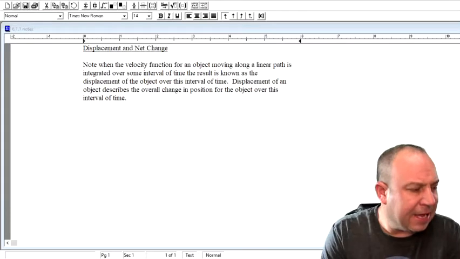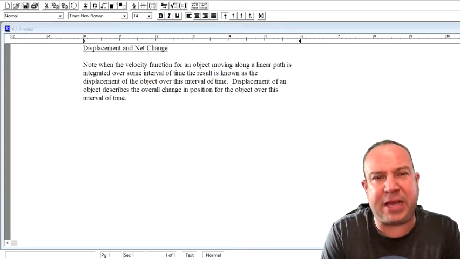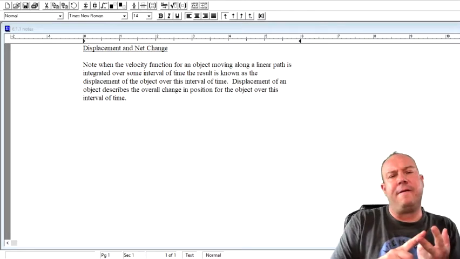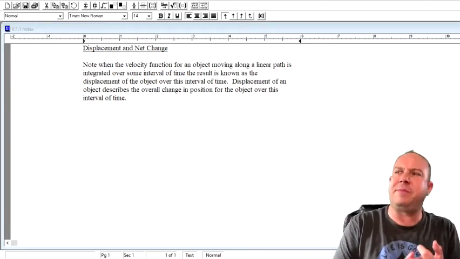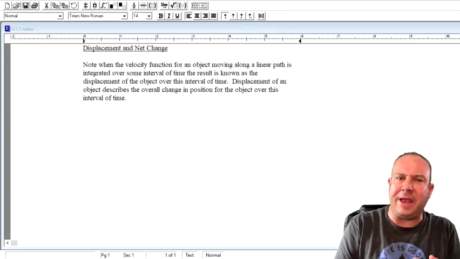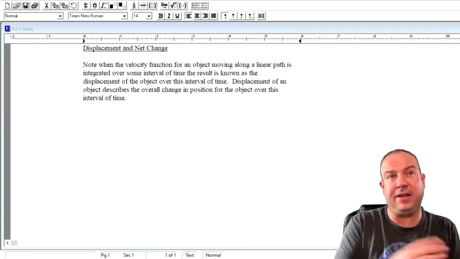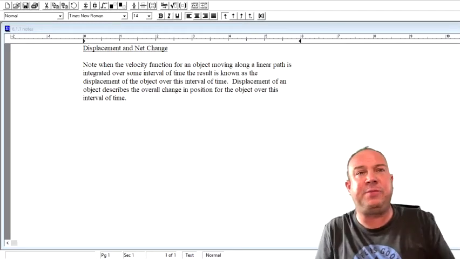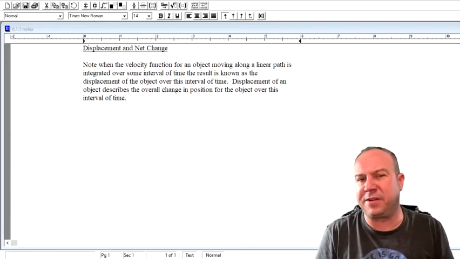In the study of motion in space, we were introduced to the position, velocity, and acceleration functions. If we take that velocity function and consider integrating it over some interval of time, that has an interpretation. That interpretation is what we call displacement. What displacement describes is the overall change in position for that object over this interval of time.